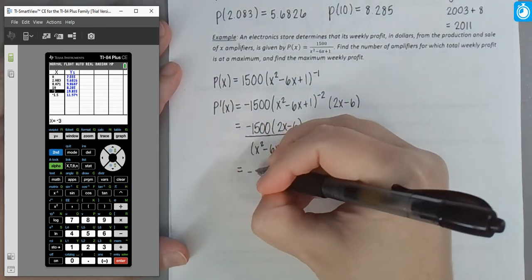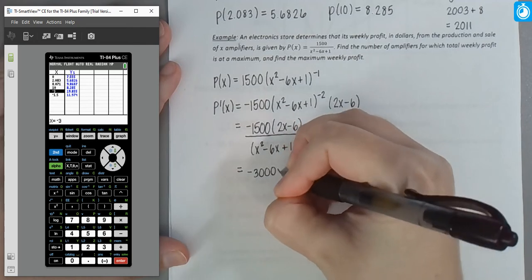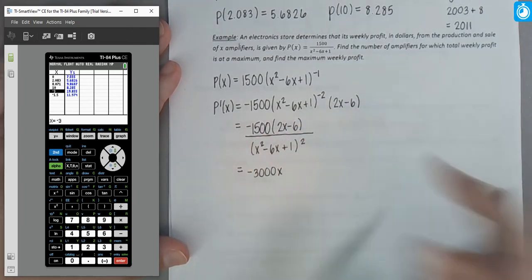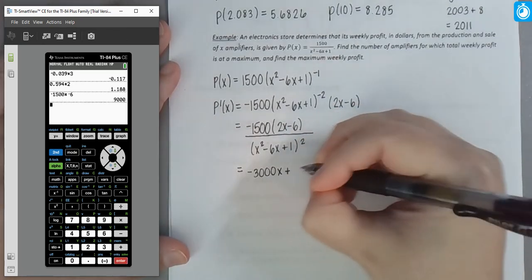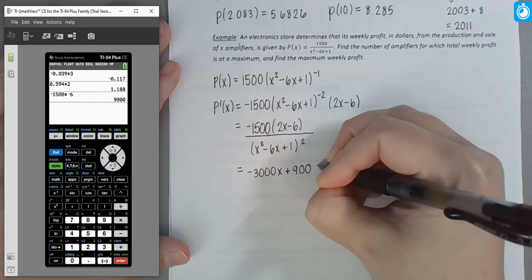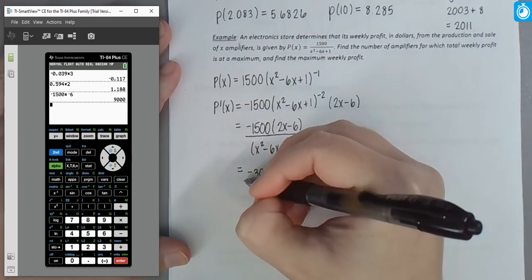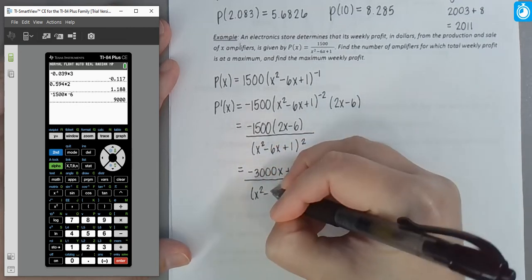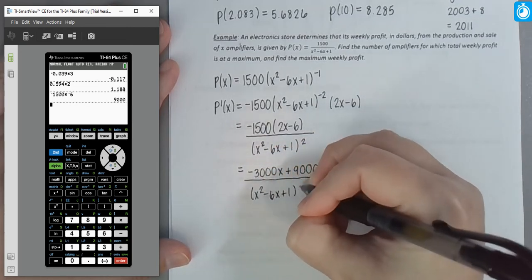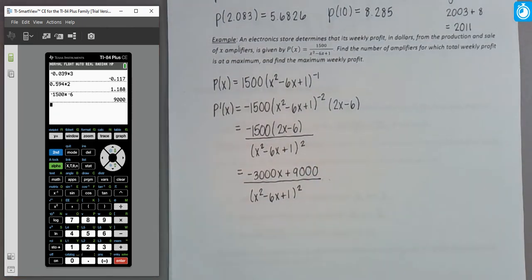So that's going to be negative 3000x, and then negative 1500 times negative 6 is going to be 9,000. Notice again, it's positive because of that double negative. So plus 9,000 divided by our denominator. Okay, so there is our derivative.